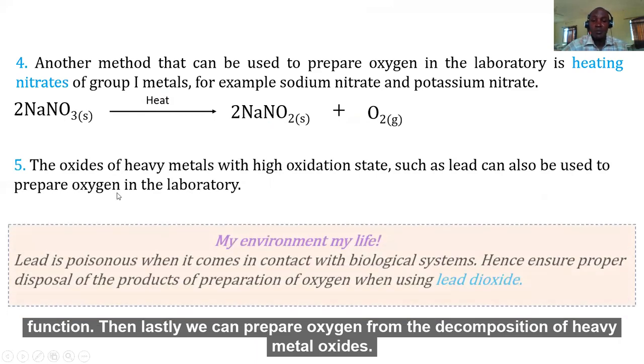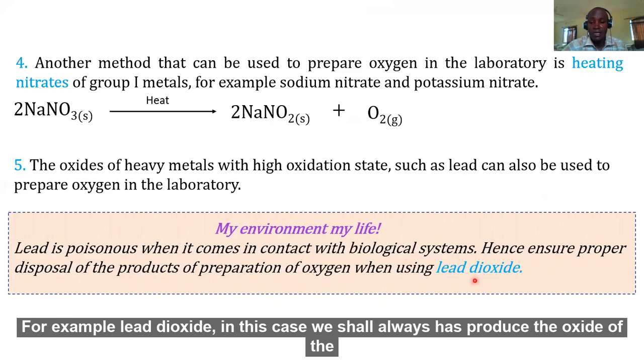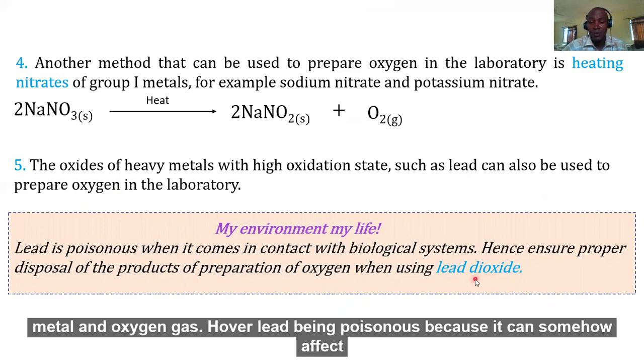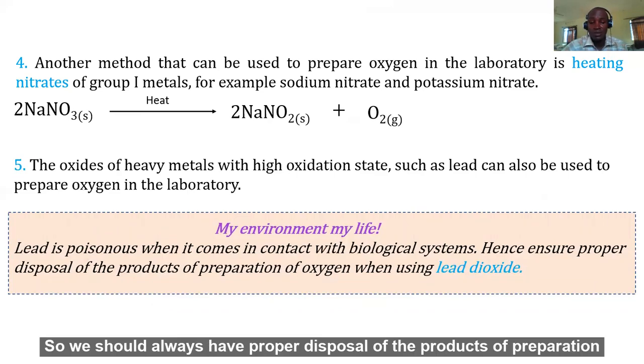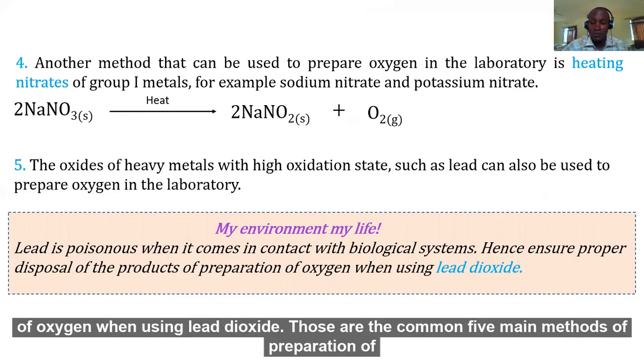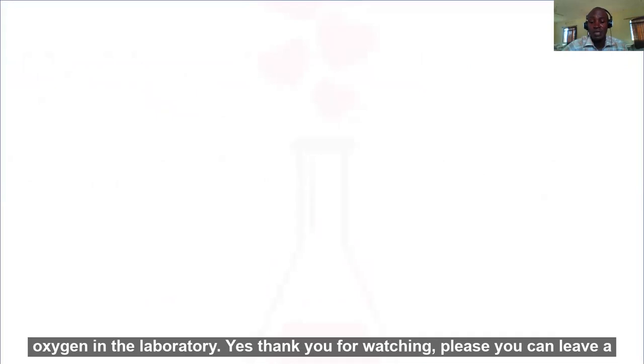Then lastly, we can prepare oxygen from the decomposition of heavy metal oxides, for example, lead dioxide. In this case, we shall always produce the oxide of the metal and oxygen gas. However, lead being poisonous because it can somehow affect our brain, we always try to avoid its usage. So we should always have proper disposal of the products of preparation of oxygen when using lead dioxide. Those are the common 5 methods of preparation of oxygen in the lab.